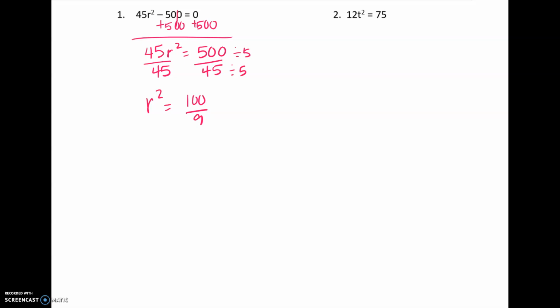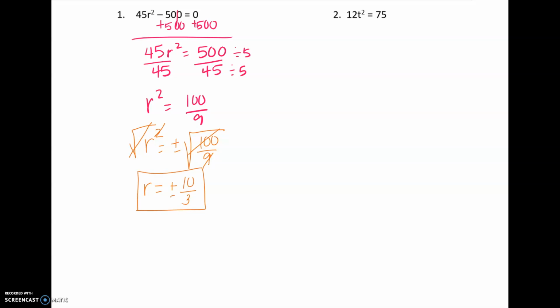So that'll help you. So to take the square root, I put a square root around the r squared, and I put a square root around the 100 divided by 9. And I want this to be positive or negative since we're talking about square roots. So when I take the square root of something squared, it takes the square root off of it, and I have just r, exactly what I want. 100 is a perfect square, it's 10. 9 is a perfect square, it's 3. So I have r equals positive or negative 10/3.